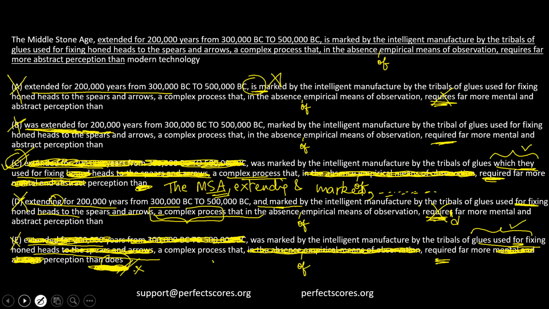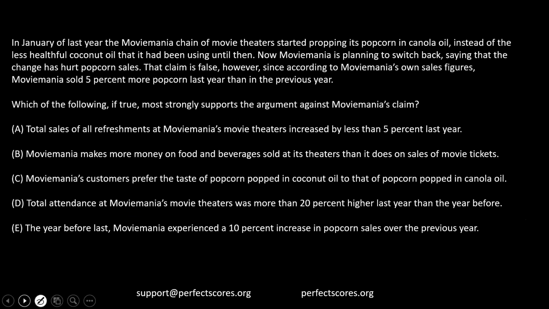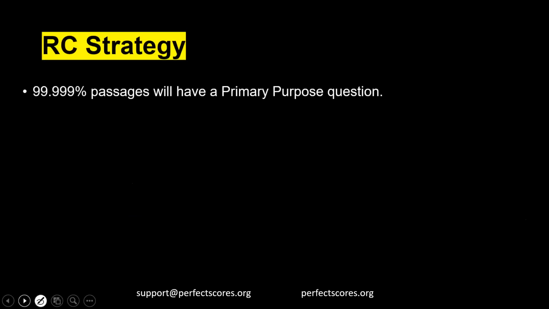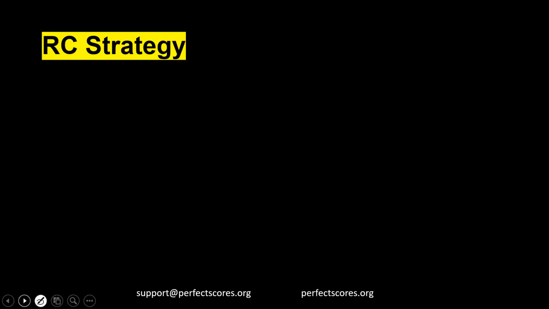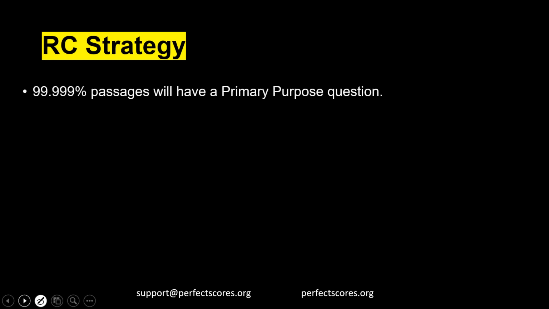Okay, so let's do a little bit of reading comprehension first, and then we will come back to critical reasoning if we have time. Otherwise, we'll do the critical reasoning in the next class. So, okay, let me quickly revise the reading comprehension strategy, which I talked about in the last class.